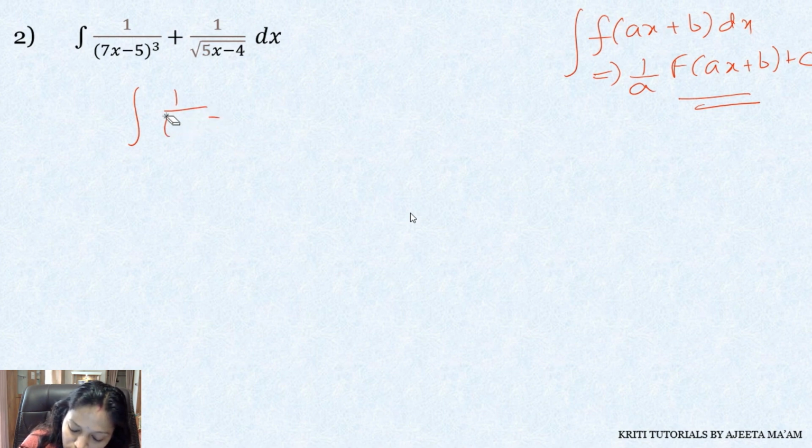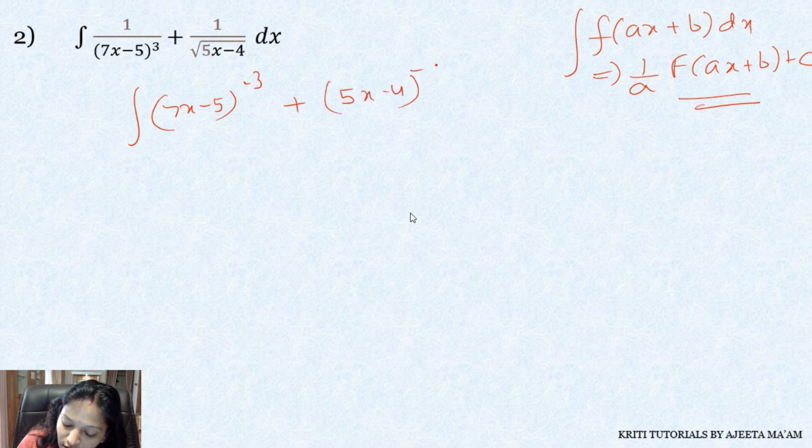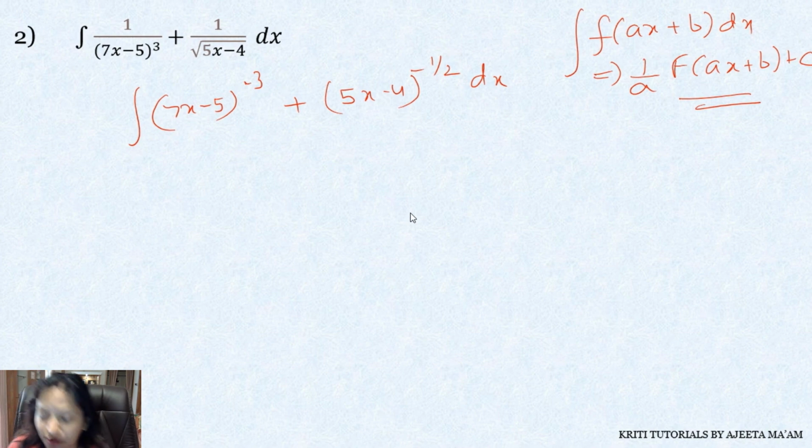If I just remove the fraction part, I can make the power negative if I take it up. And here what can I write? 5x minus 4 raised to minus half. So it's again similar to the previous question. The only difference is the powers are negative. Now let's use the power rule and this property.